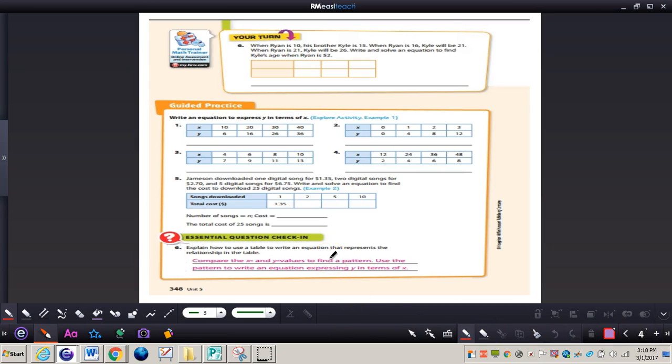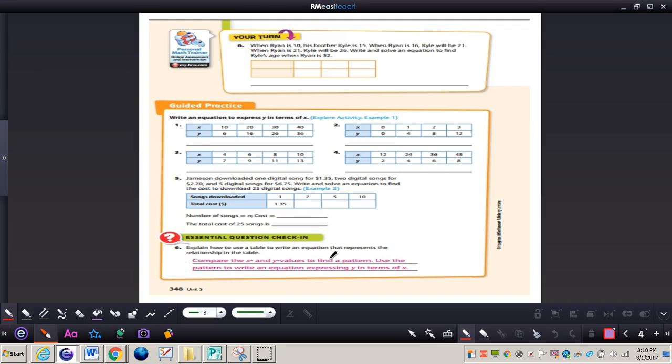Now let's take a look at number 6 on page 348. We're going to take a look at what we did on 347, or what was shown to you on page 347, and then write out a table and also an equation to solve the problem. So it says when Ryan is 10, his brother Kyle is 15. When Ryan is 16, Kyle will be 21. When Ryan is 21, Kyle will be 26. Write and solve an equation to find Kyle's age when Ryan is 52.